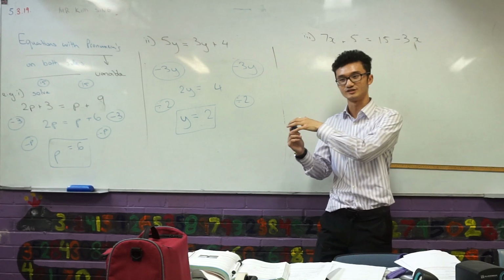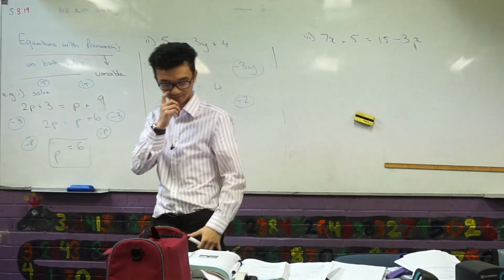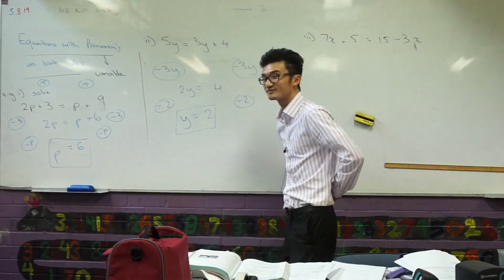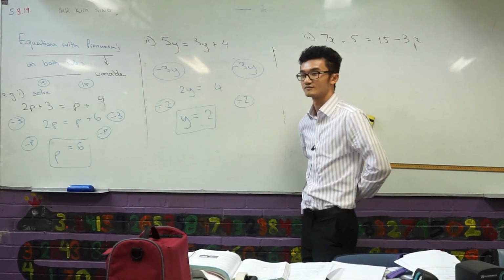Is there a question about this, Jackson? Listen up. How come, at the top, with the y's, we had to subtract, but then we divided?